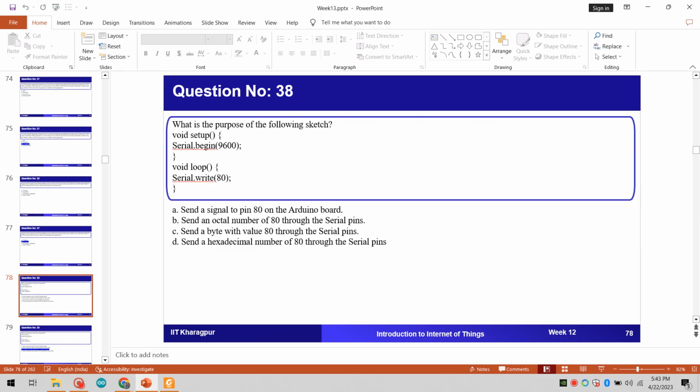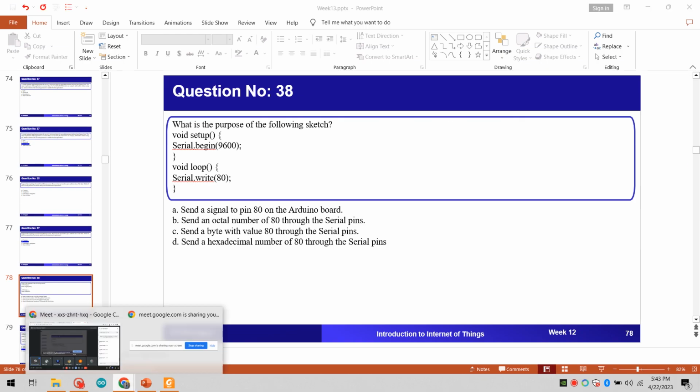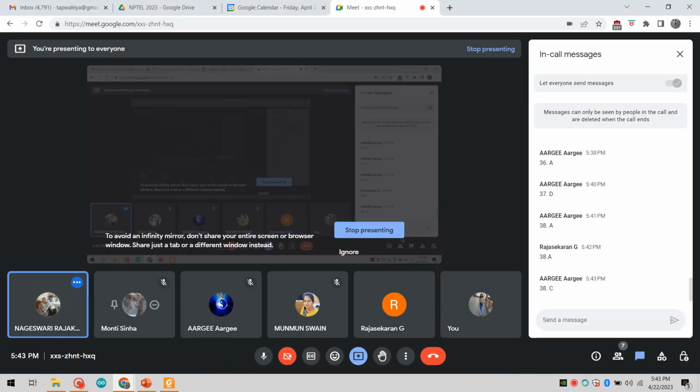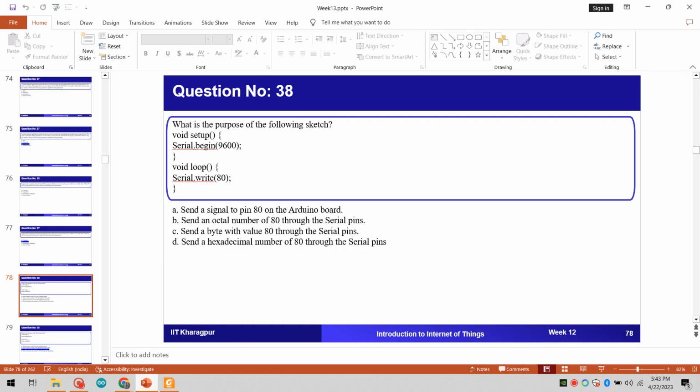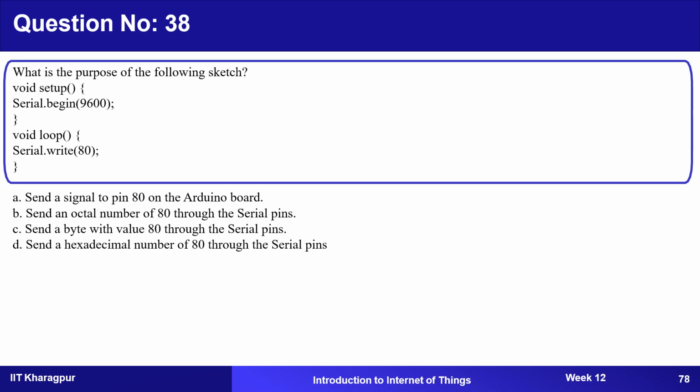Anyone? C. Okay. Anyone else? So the correct option is C. It sends a byte with value 80 through the serial pins.